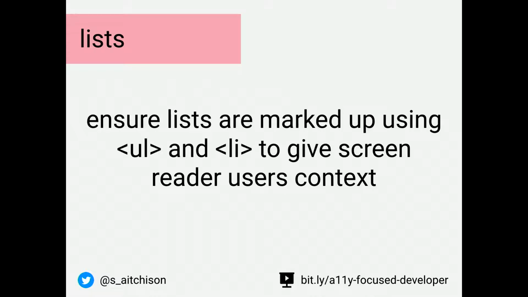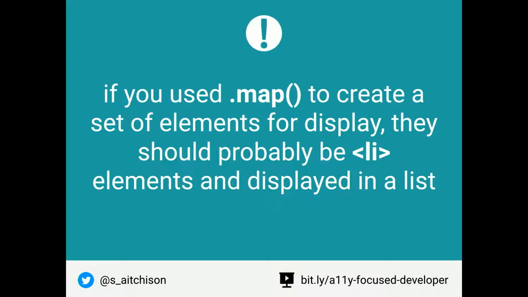And the benefit of actually using the UL and LI elements is that a screen reader user, when they come to it, they're going to know how many items are in that list. Where are they in that list at the moment? And I think most importantly, do they want to read the whole list? Because if there's 50 items and they don't know there's 50 items, yeah, they're probably not going to enjoy that. So it's definitely a quick win. And yeah, the golden rule, if you use map to create a set of elements, they're probably meant to be list items. Not always, but generally speaking.